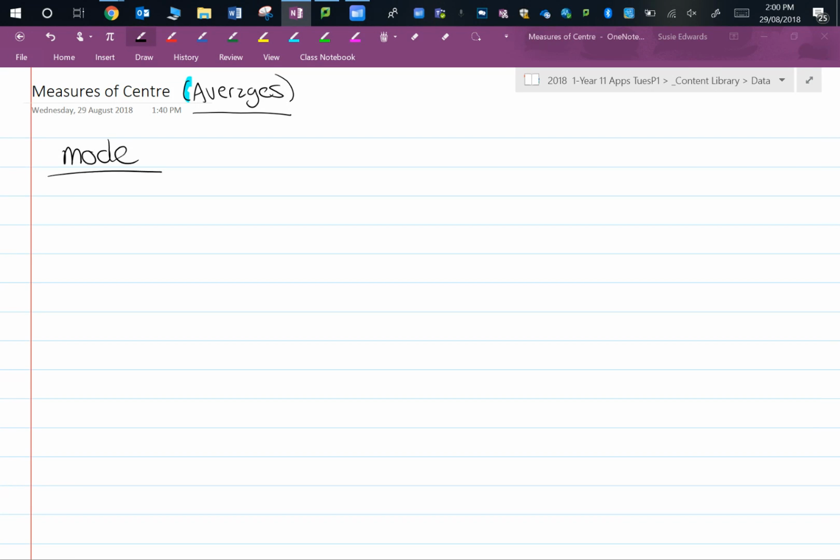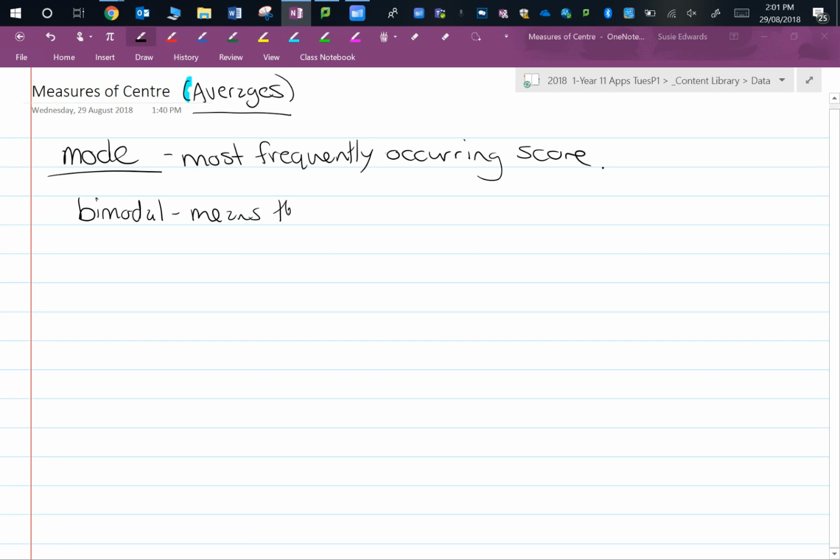All right, so the first one is the mode. What does the mode mean? Most common, most frequently occurring score. Okay, most frequently occurring score. And within that, can we have more than one mode? Yeah, okay. And usually once you get to more than 2, it's not really that useful. So we usually have bimodal, okay? Bimodal means there are 2 modes.